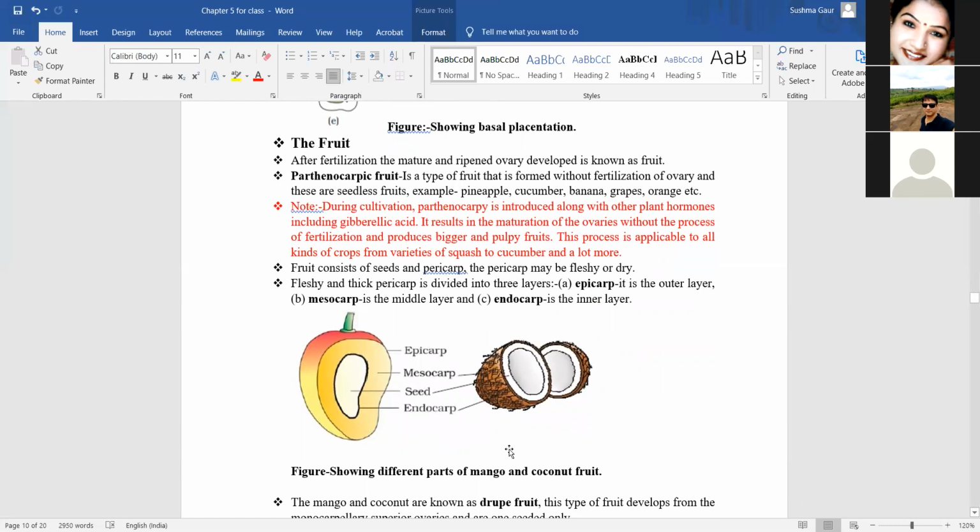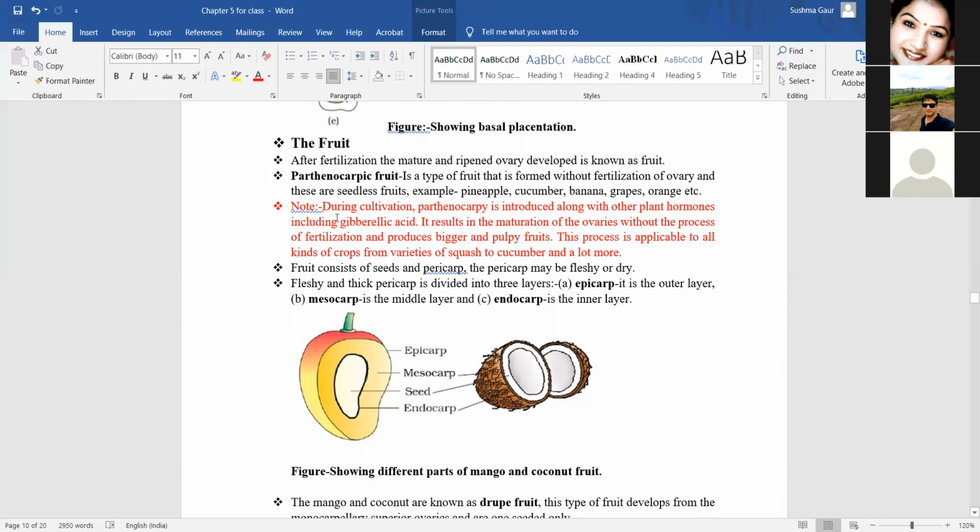Yes, ma'am. Okay. So the next part of the flower is the fruit. We know that after fertilization, the mature and ripened ovary develops into a fruit. Parthenocarpic is also a type of fruit. It is formed without fertilization of the ovary, and these are seedless fruits. Mostly after fertilization the ovary will develop into a fruit, but parthenocarpic fruits develop without fertilization and are known as seedless fruits. Okay?